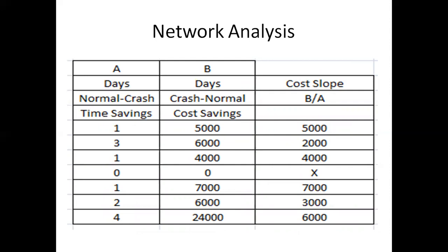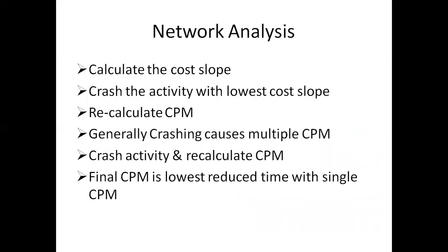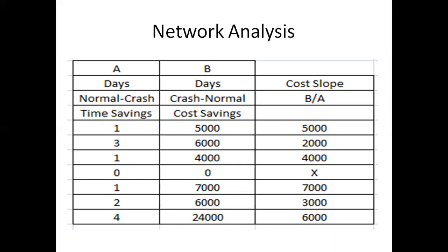Now we are here to calculate the minimum that is available. The minimum cost slope is 2,000 for activity B. So we are going to crash the activity for which the cost is minimum. This is all in project crashing analysis. In network analysis, we calculate the cost slope and crash the activity with the lowest cost slope. In this case, it is 2,000.